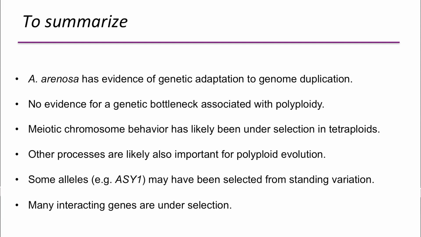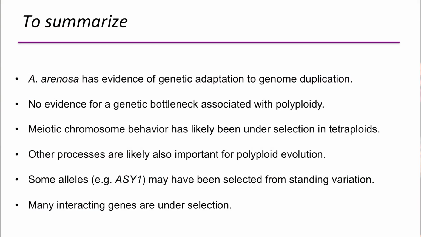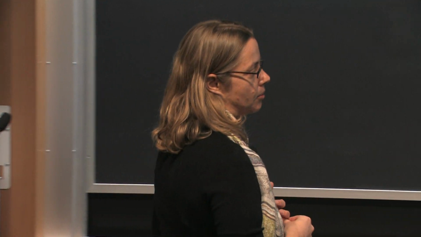There's no evidence of a genetic bottleneck associated with polyploidy. It's probably not that important for you today, but many polyploid species actually arise from single individuals. That does not seem to be the case here. It seems that there were multiple progenitors, multiple individuals, not multiple species, just to be clear. Meiotic chromosome in particular seems to have been under selection in these guys. But likely there are also other important processes.